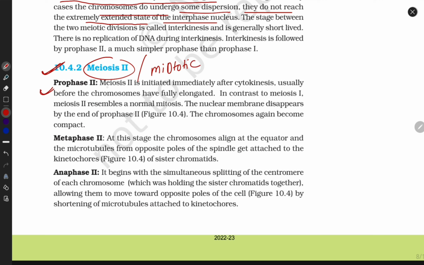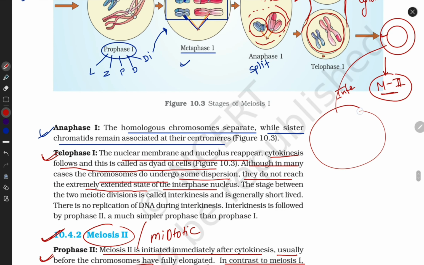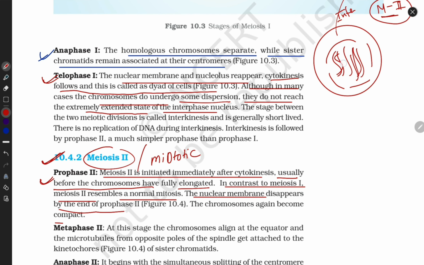Now let's start with prophase. Meiosis second is initiated immediately after cytokinesis, usually before the chromosomes have fully elongated. The stages of meiosis 2 resemble a normal mitosis. The nuclear membrane disappears. I'm taking only one cell. Now the nuclear membrane starts dissolving. The chromatin starts compaction.